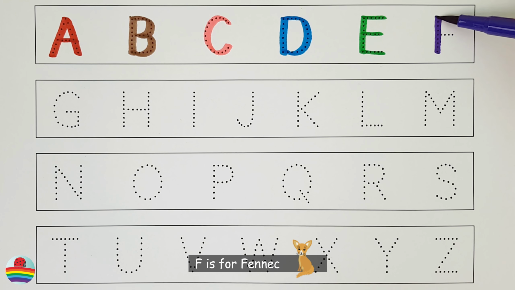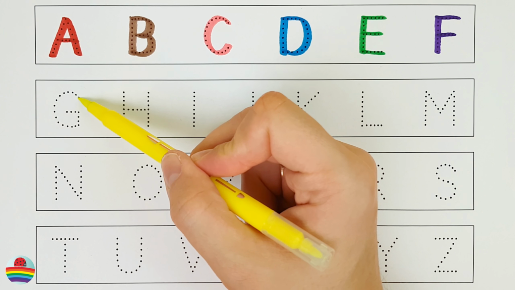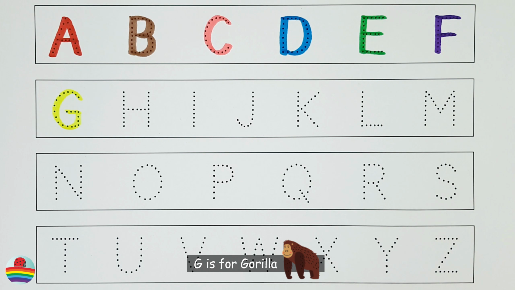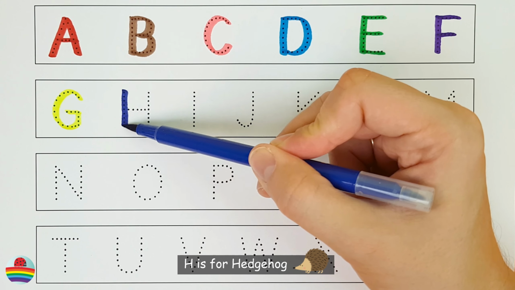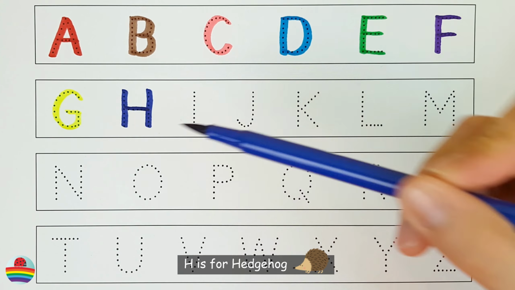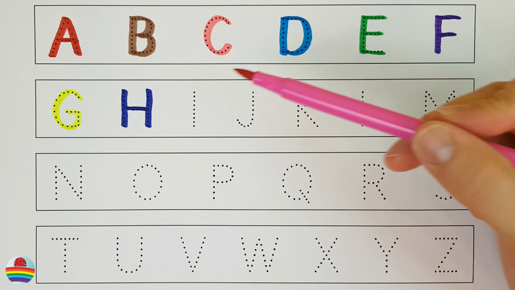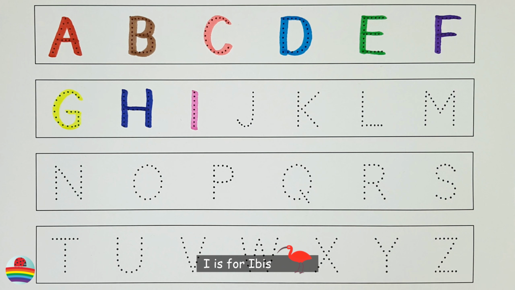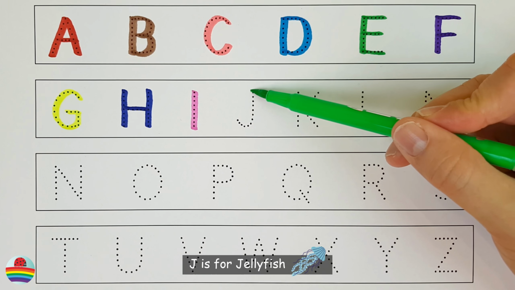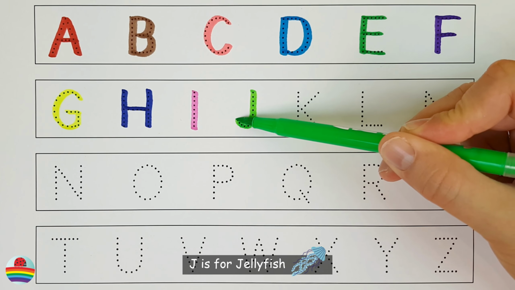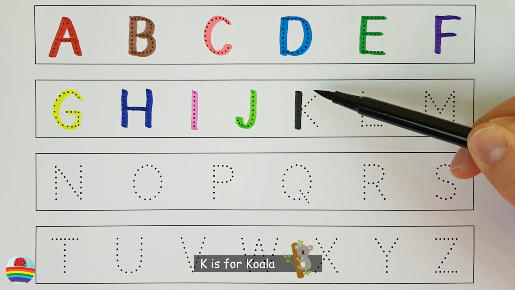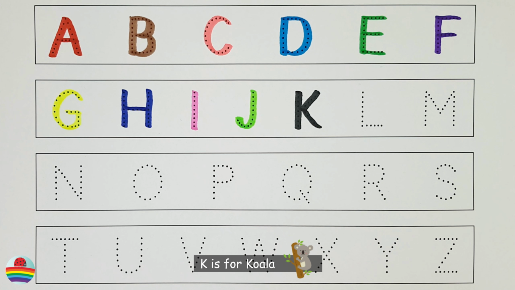F. F is for fennec. G. G is for gorilla. H. H is for hedgehog. I. I is for ibis. J. J is for jellyfish. K. K is for koala.